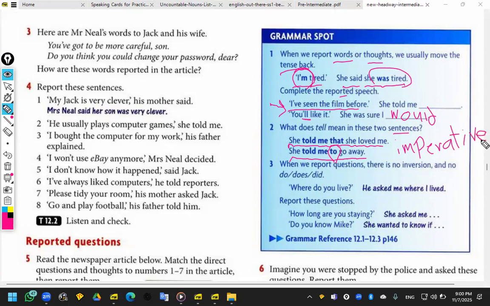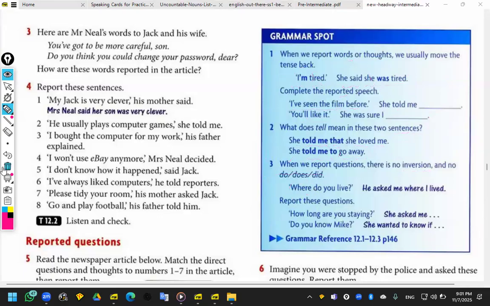Okay, when we report the questions, as I said, be careful about the questions. You have to invert the places of the subject and the verb, and you have to remove do, does, did. Why? Because they are auxiliaries. So when a question has do, does, did, they should be removed and replaced. If it is a yes or no question, not WH, you have to replace them with if or whether, as we said.